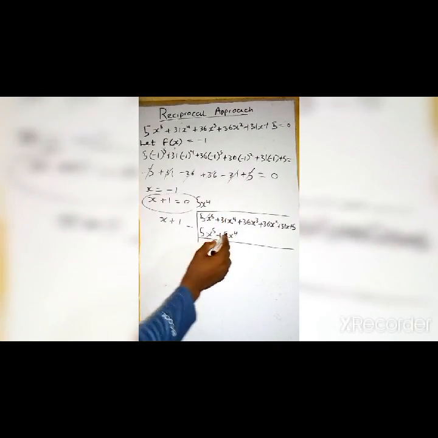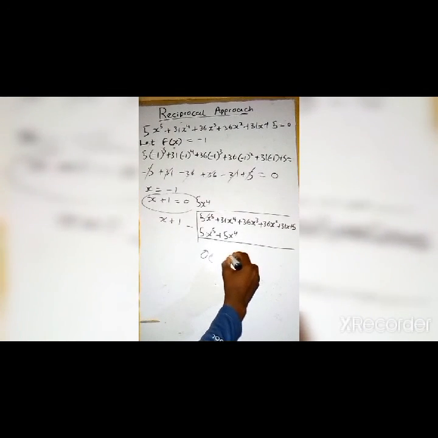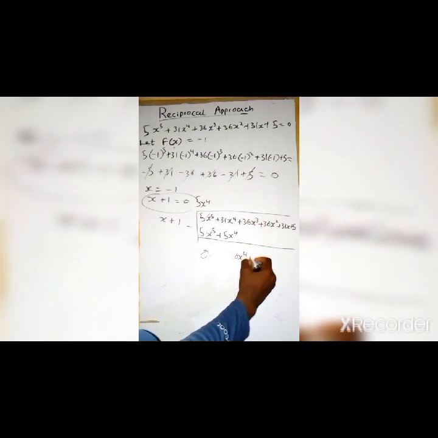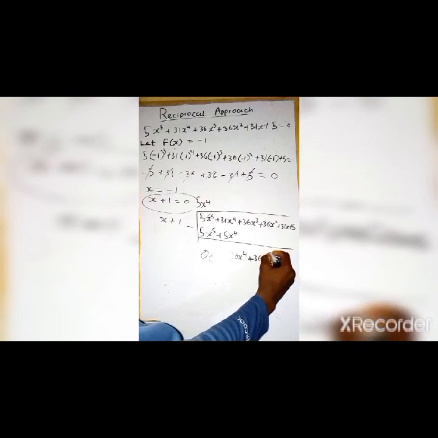So when we subtract, this one cancels this. We have 0 here, and then 31 minus 5, that's 26. So we have plus 26x^4. Then we bring down this 36x^3 plus 36x^2 plus 1x plus 5. So now the next thing we will do is to divide again.